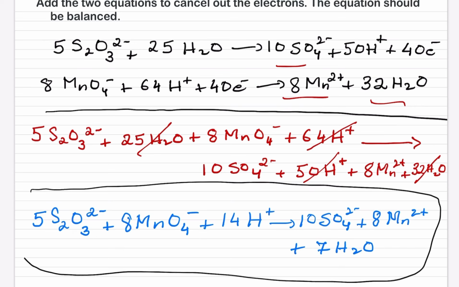After the whole procedure, we get the final balanced equation. So it's a lengthy procedure, but it's not difficult. It's possible to do it. The next video we will be doing balancing the redox reaction in basic medium. I hope you have understood this.